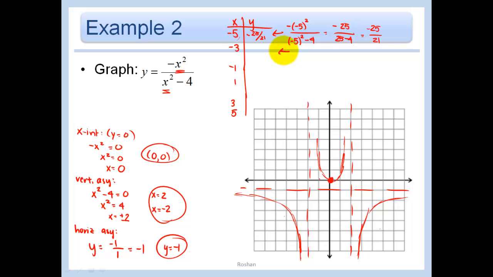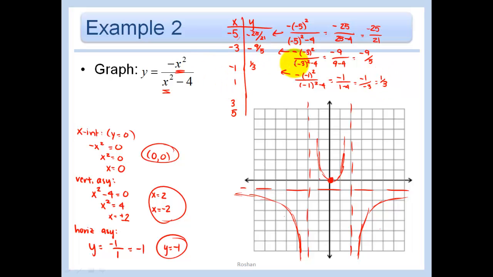Let's put in negative 3. Again, the opposite of negative 3 squared over negative 3 squared minus 4. That is negative 9 over 9 minus 4, negative 9 fifths. That's almost negative 2, but not quite. Now let's put in negative 1. The opposite of negative 1 squared over negative 1 squared minus 4. Well, that is the opposite of 1 over 1 minus 4, which is negative 1 over negative 3, or 1/3.